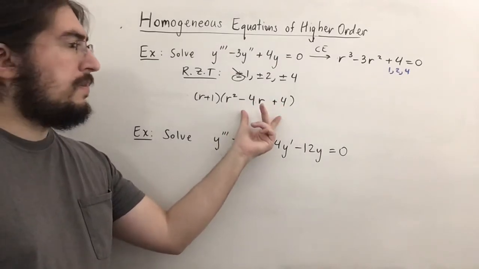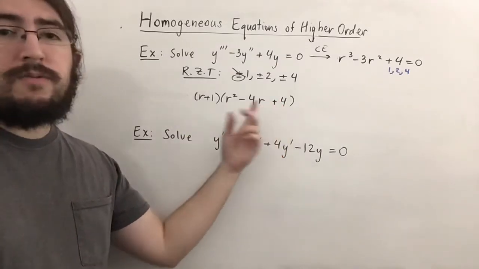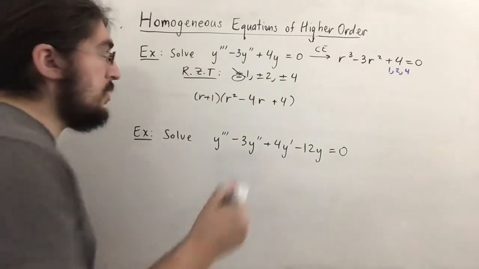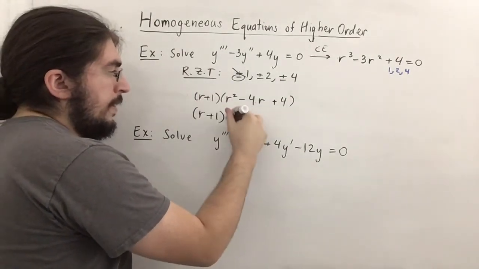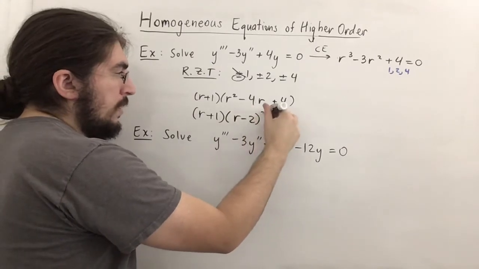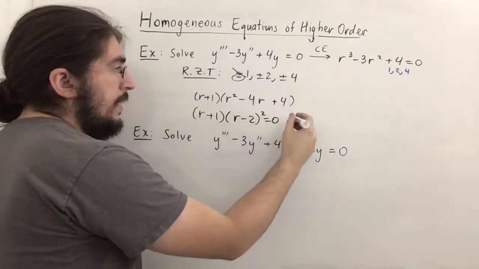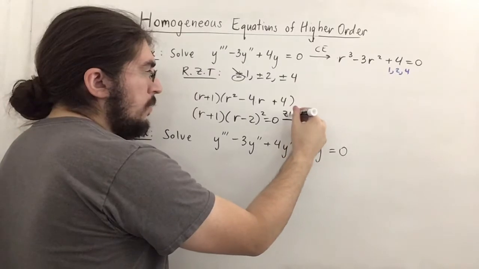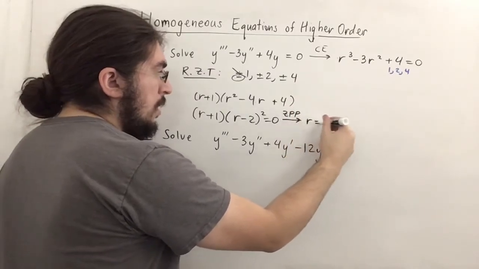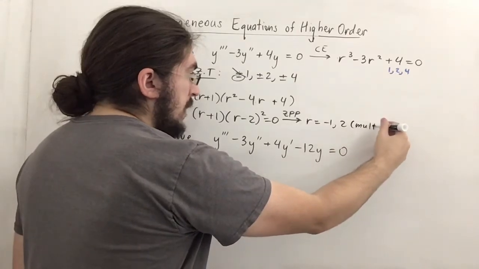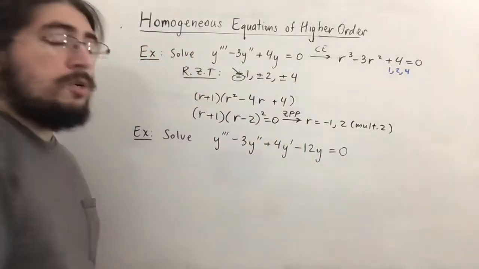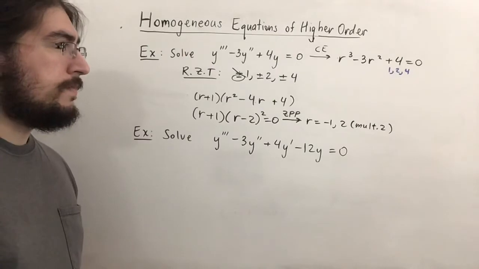Now this is pretty simple to factor. The two numbers that multiply to +4 and add to -4 are -2 and -2. So what we end up getting is r plus 1 times r minus 2 quantity squared equals 0. So by the zero product property, what do we get for our possible solutions? We get either -1 or +2, but +2, notice, has multiplicity 2 because of the power 2 on the corresponding factor.